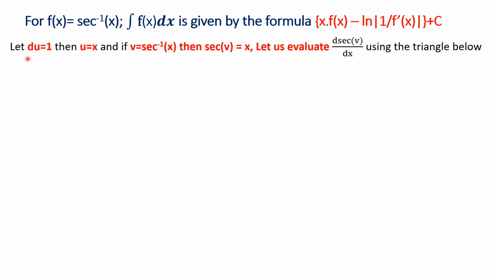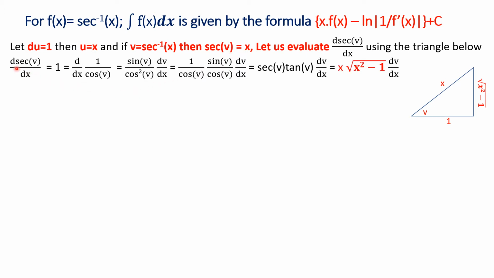Let du equal to 1, then u equal to x. And if v equal to sec inverse of x, then sec of v equal to x. Let's evaluate the derivative of sec of v using the triangle below. This triangle shows an angle V and sec of V equal to x, consistent with what we already made as a statement here.